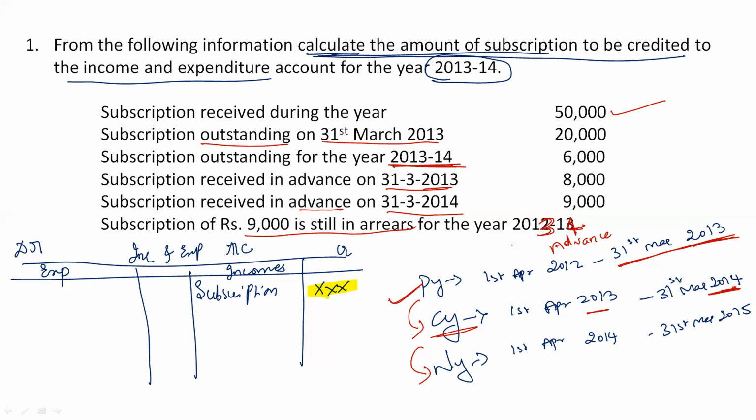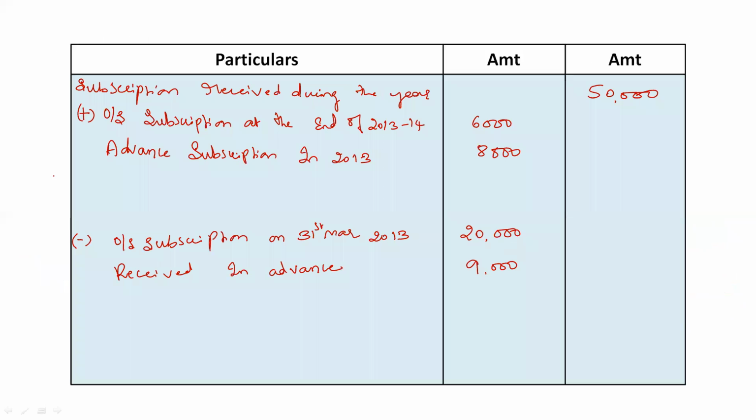That is 9,000 rupees, which is related to the year 2013-14. So it's related to the current year, so we will add it as arrears, rupees 9,000. So that's all. All the items have been taken. If any item is not related to the current year, we have deducted it. If any item is related to the current year, then we have added it in the subscription received during the year. Now just total all these three things.